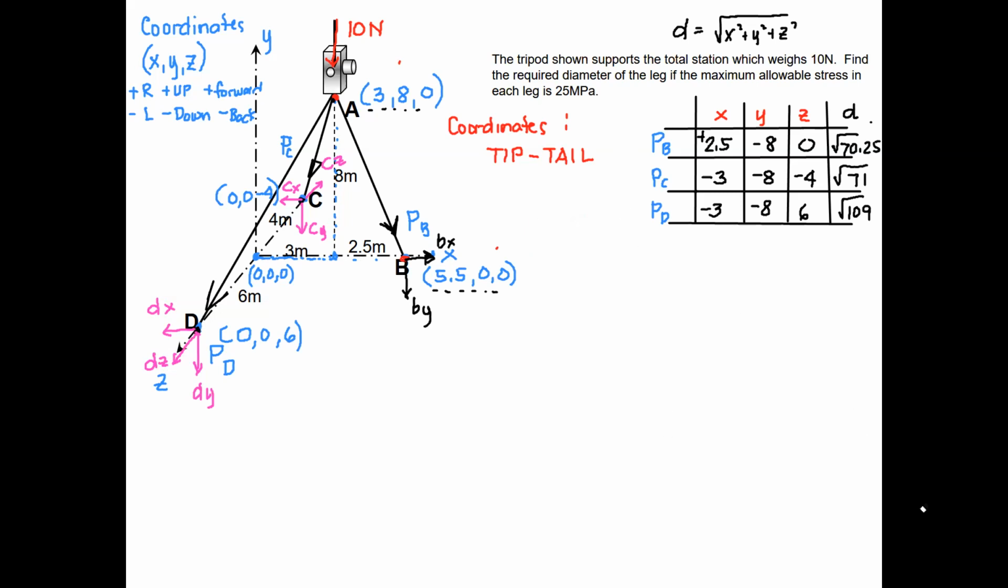Okay, start. Yung diameter po ng PC is square root of 89.